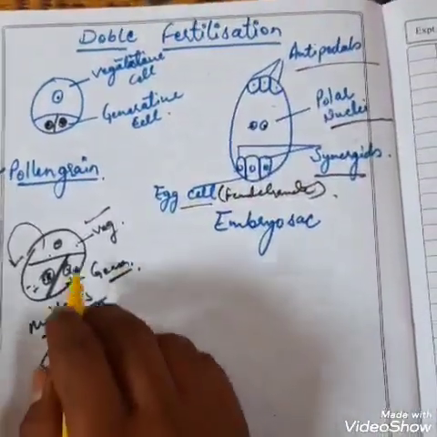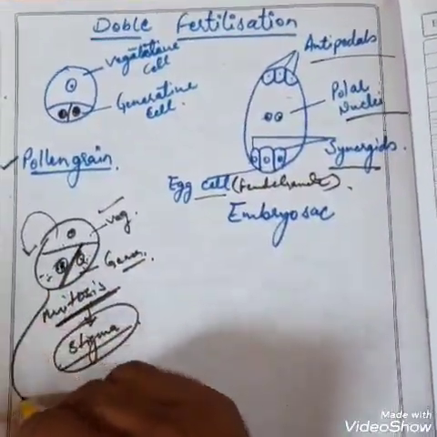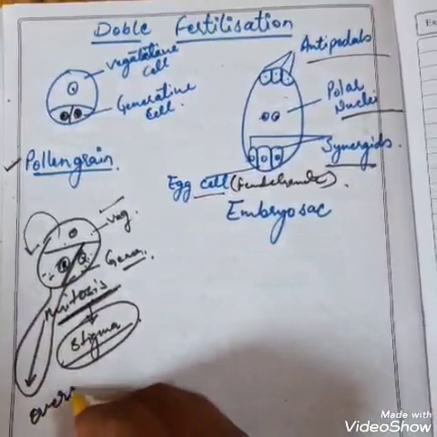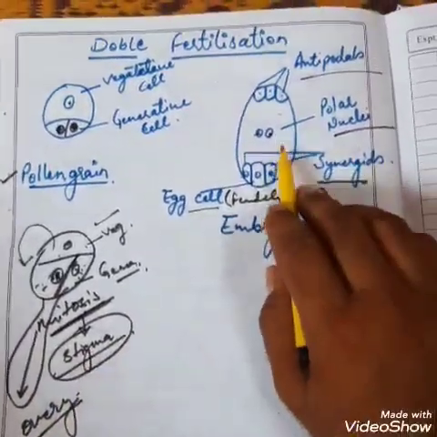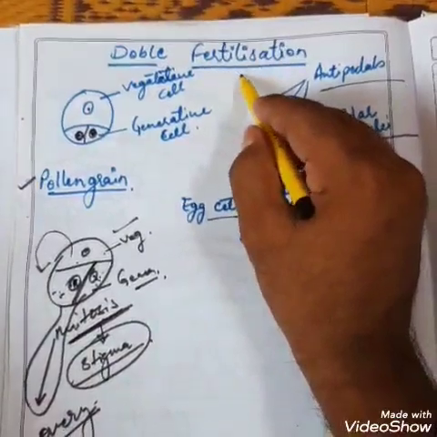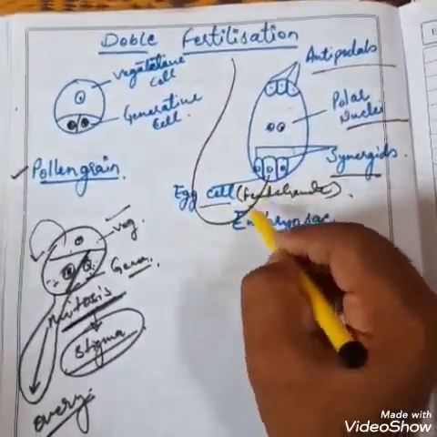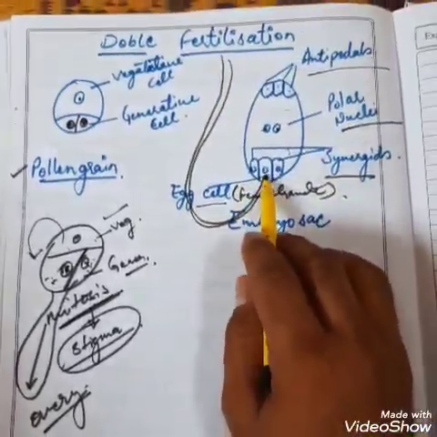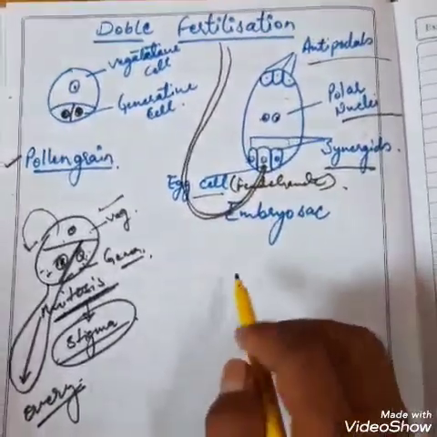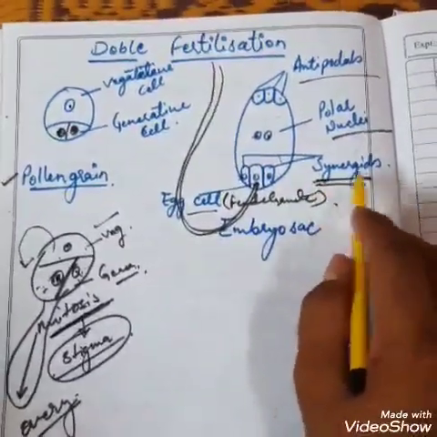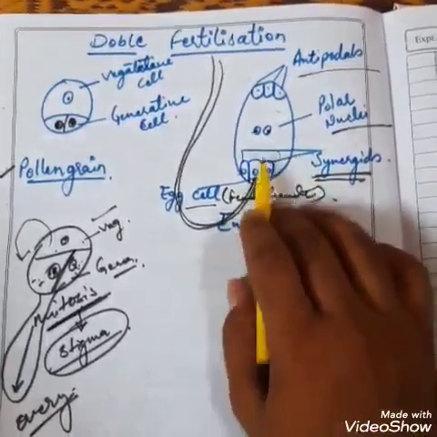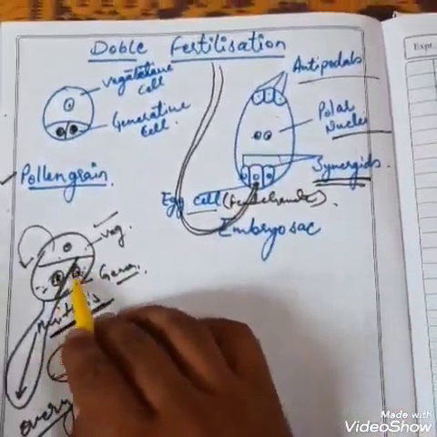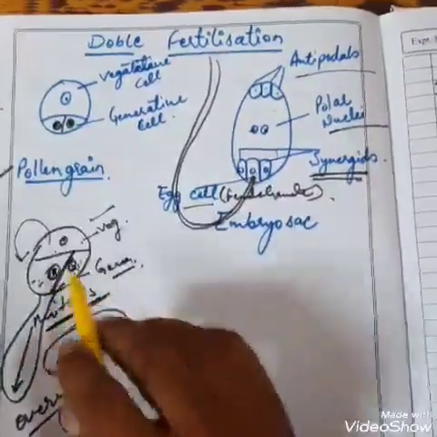From the stigma, this pollen grain makes a pollen tube, and through the style it goes towards the ovary. Inside the ovary there is the embryo sac. The pollen tube reaches the embryo sac and enters it. The synergids direct the pollen tube towards the embryo sac and ensure the entering. After entering, it releases two male gametes, two nuclei.